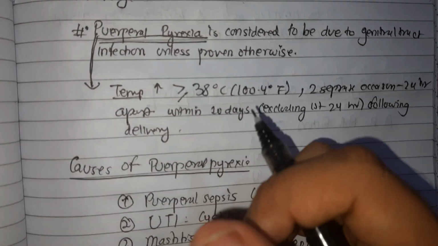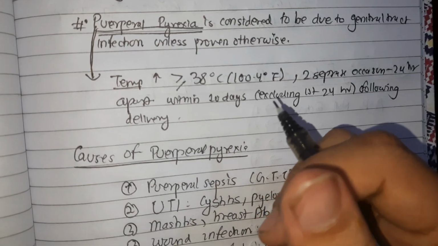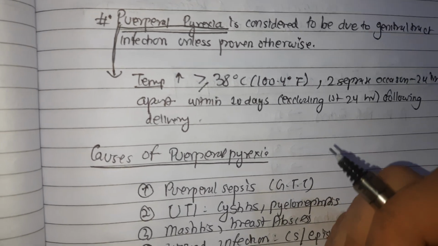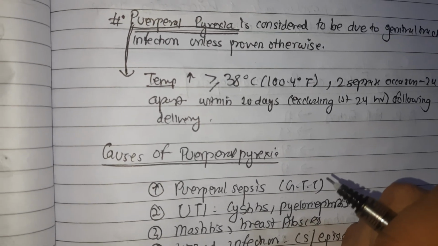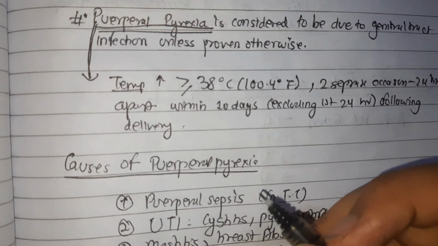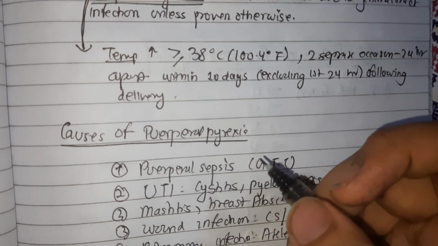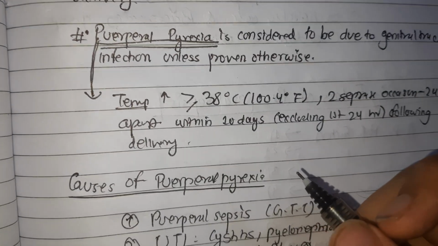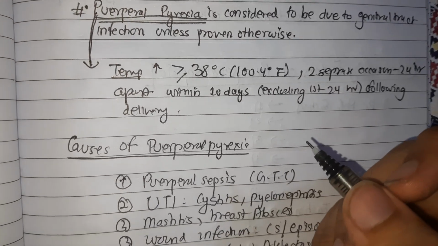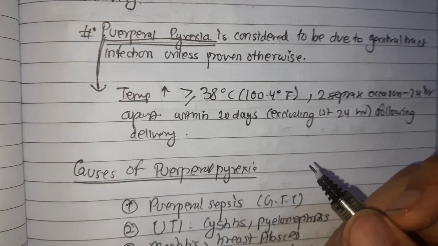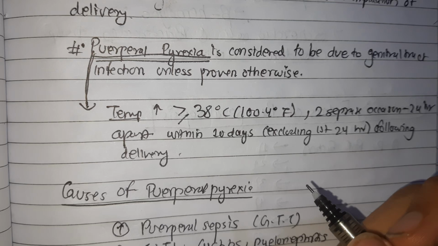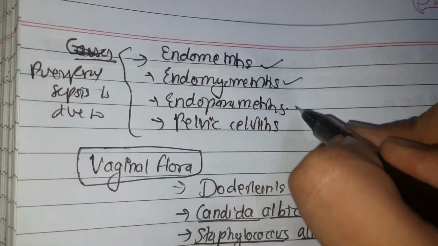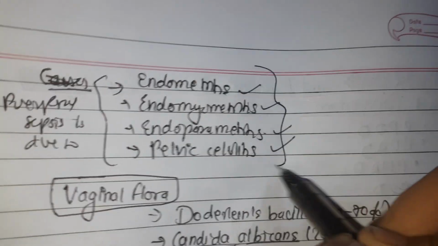And nowadays there has been a marked decline in puerperal sepsis during the past few years due to improved obstetric care and availability of a wide range of antibiotics. Puerperal sepsis is commonly due to endometritis, endomyometritis, and endoparametritis, or a combination of all these, when it is called pelvic cellulitis. So it is commonly due to these conditions.